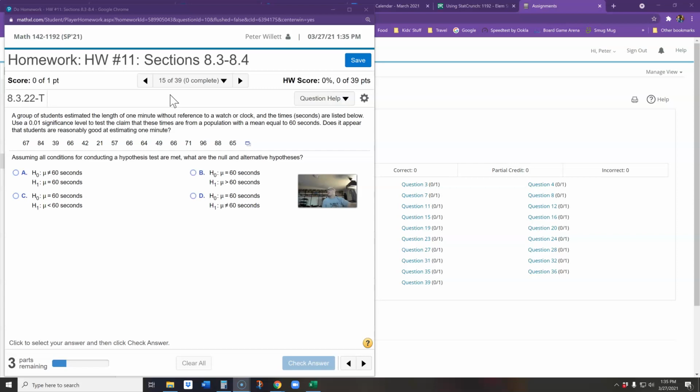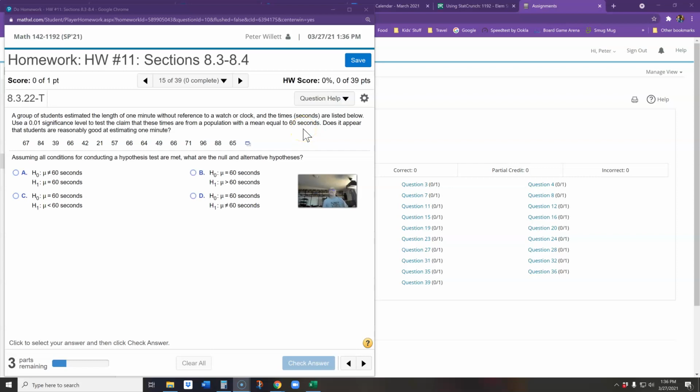It says a group of students estimated the length of 1 minute without reference to a watch or clock, and the times in seconds are listed below. And they've got this list here. Use a 0.01 significance level to test the claim that these times are from a population with a mean equal to 60 seconds.